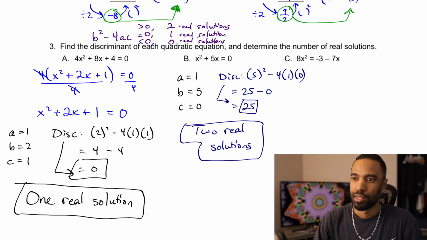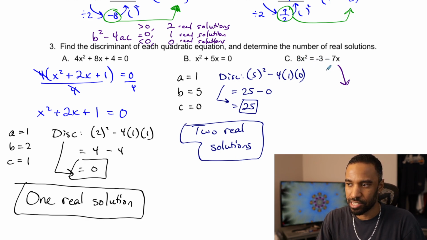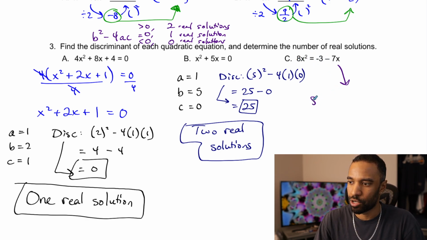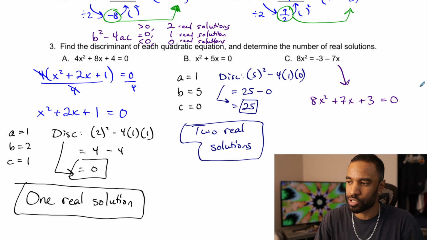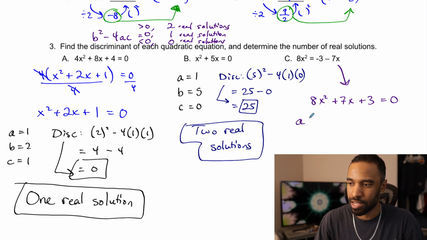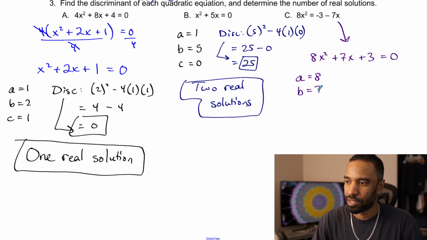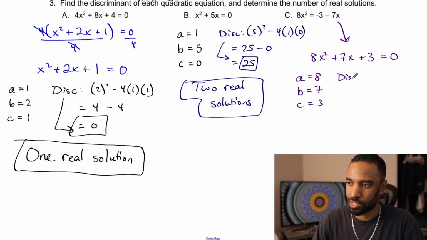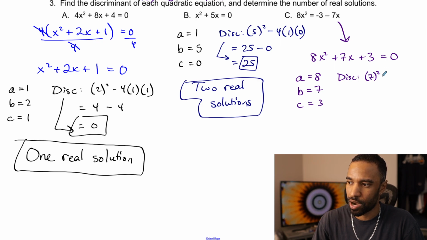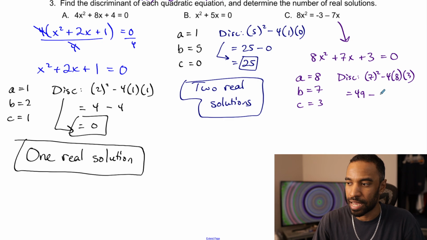B squared minus 4ac. The last one, part C right here, is not yet set equal to 0. So if I add 7x over and if I add 3 over, I can write this in standard form: 8x squared plus 7x plus 3 equals 0. That way I get my proper A, B, and C. My A is 8, my B is 7, and my C is 3. Let's see what we get with b squared minus 4ac in the discriminant. We'll get 7 squared minus 4 times 8 times 3. That becomes 49 minus 32 times 3, which is 96.